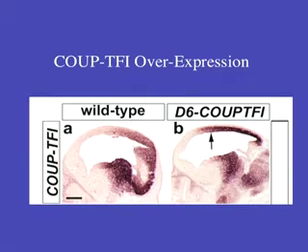And when we looked at the expression of COUP-TFI in the overexpressing mouse, we could see that indeed, compared to wild type, the D6 COUP-TFI mouse expressed a lot more COUP-TFI in rostral regions. So normally, the rostral region of the cortex expresses very low COUP-TFI, whereas in the D6 COUP-TFI you can see increased expression.